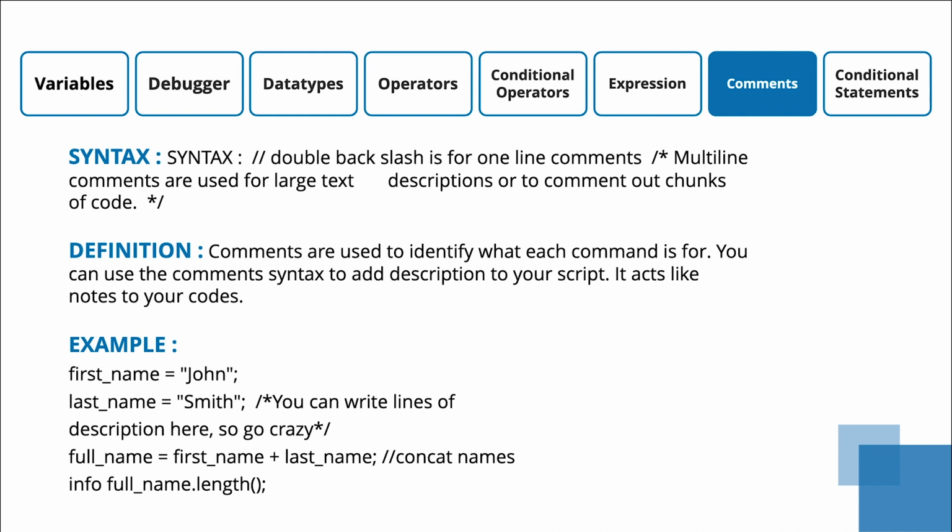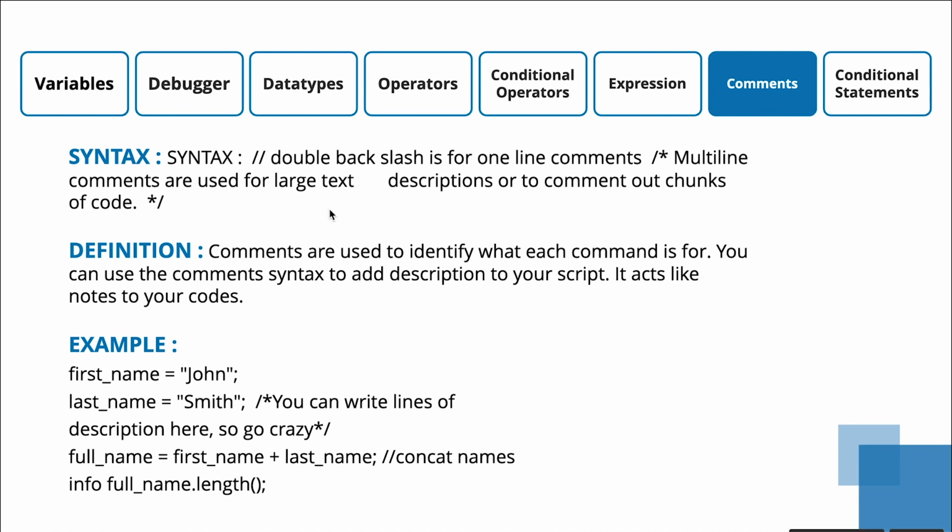All right, so here in the example, again, John Smith example, we have first name is John, last name is Smith, and then you can write lines of description between the forward slash asterisk thing, so just go crazy there. And then if you just want to write in one line what you're doing, so the next line you're actually concatenating the 2 names. So you can put that in two forward slashes and say concatenate names.